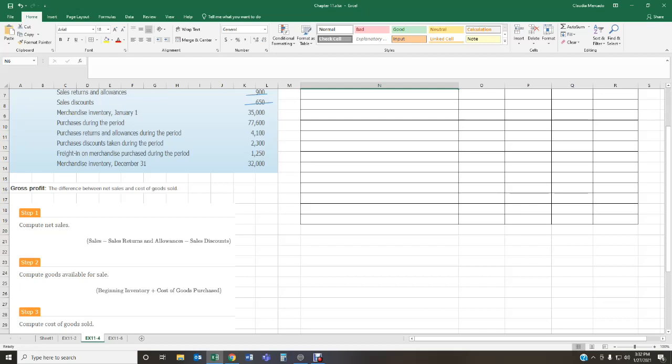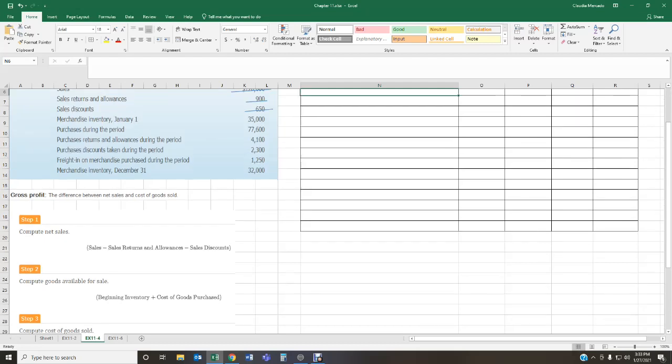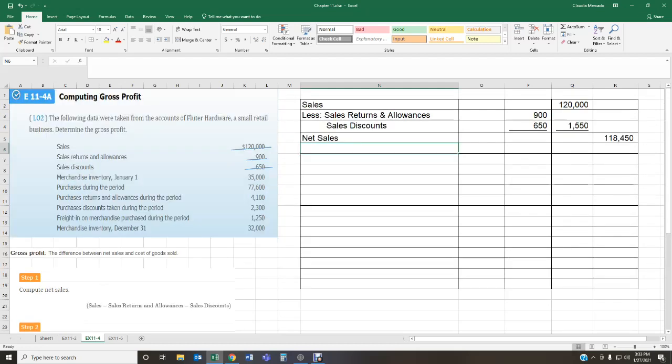Now here they're missing another component, because just like sales has sales, returns and allowances and sales discounts, purchases also has purchases, returns and allowances and purchase discounts that need to be factored in as well. And we'll factor those on step number 2. Okay, so step number 2 is cost of goods sold.